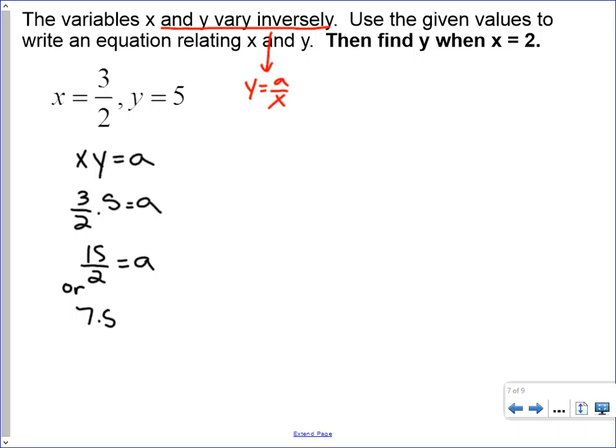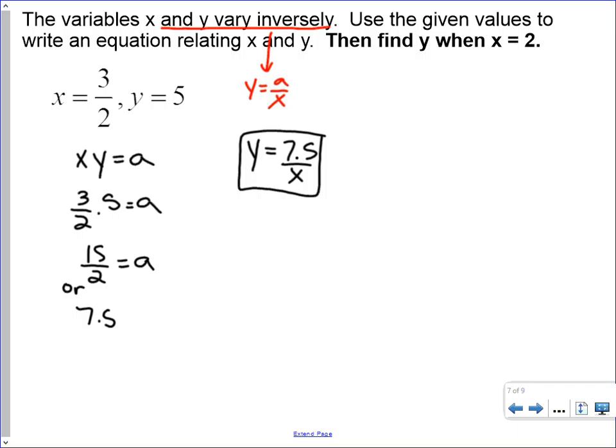7.5, which I saw quite a bit of as I walked around. This cannot be your final answer. You have to take this and plug that back in. So we might write y equals 7.5 over x, and now we have an equation relating x and y. So I could ask Faith, what is y when x is 1? I can ask Bailey, what is y when x is 2? I can ask Riley, what is y when x is 100? I can ask any question about x, because we have that equation.